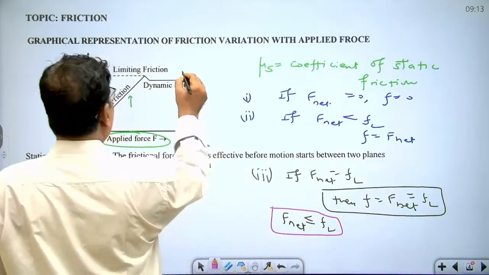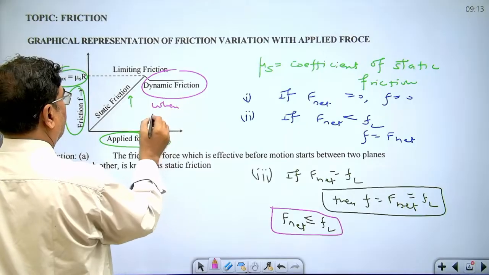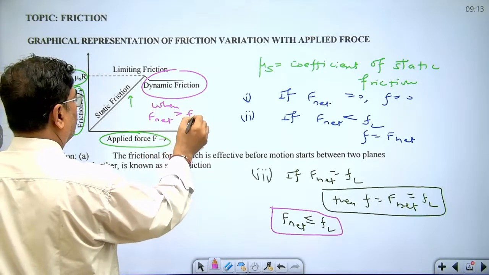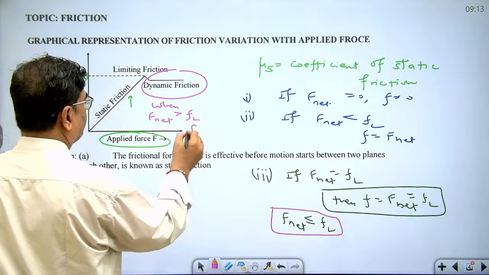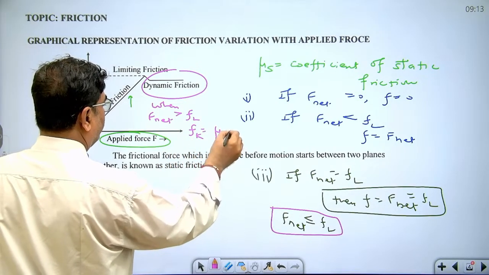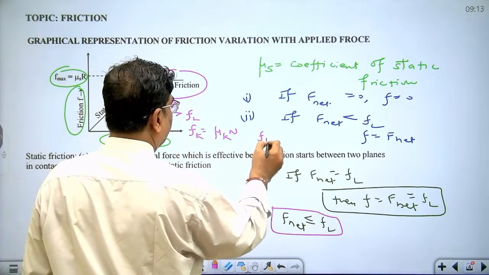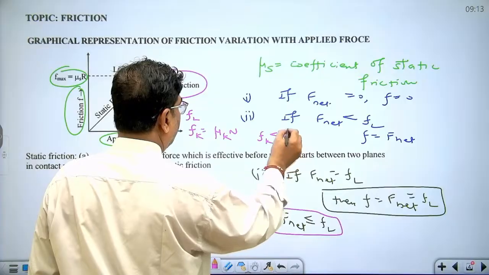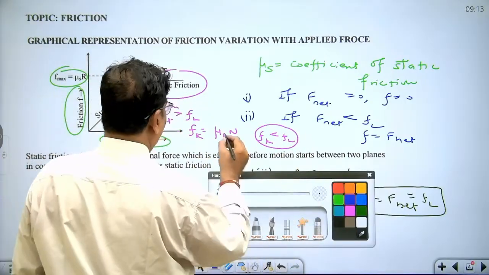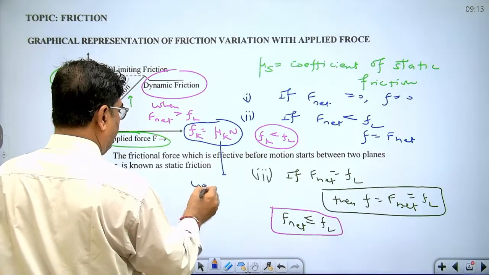See here, this situation comes when net applied force becomes more than limiting frictional force. In this situation, frictional force is kinetic friction force whose value is mu k into N. Dear student, this Fk remains lesser than FL. This N is the normal reaction, okay, or R is the normal reaction. And what is mu k? Mu k is the coefficient of kinetic friction.